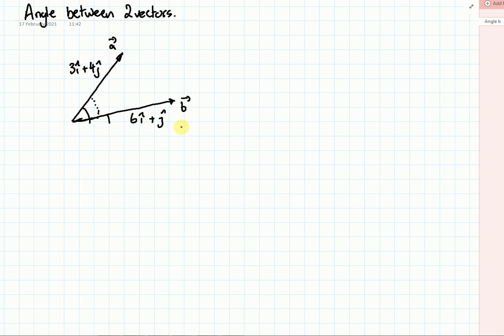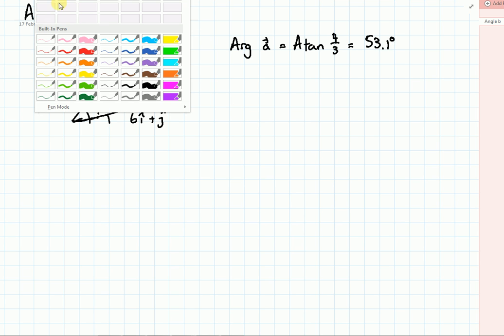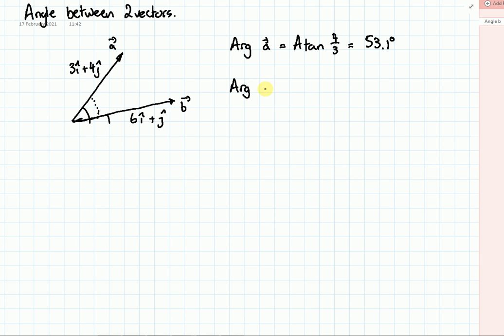Now, in a minute we'll come back and apply this to a different technique as well for finding it. But let's start off with just the argument. So the argument of A is the arctan of 4 over 3, which should be about 54.1 degrees. The argument for B is the arctan of 1 over 6, 9.5 degrees. So the angle between them, which we are finding, is theta. It's the difference between those two angles.